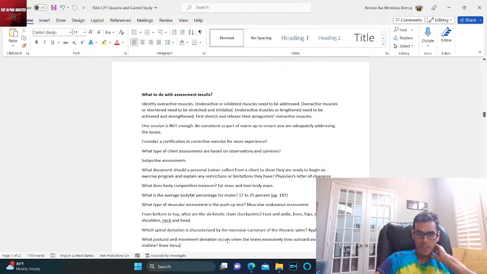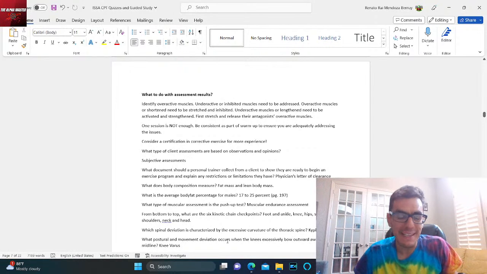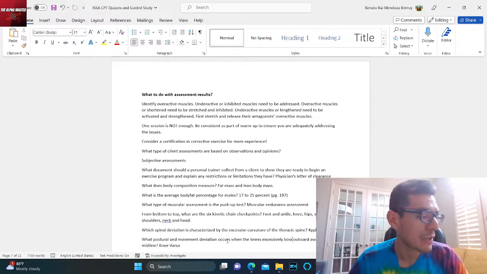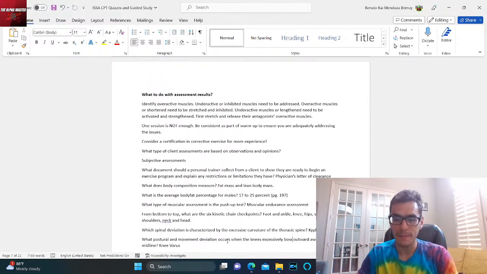Which postural and movement deviation occurs when the knee is excessively bowed outward away from the midline? Outward away from the midline is going to be knee varus. Knee valgus occurs during overhead squats when the adductor muscles are largely overactive. So varus, where the knees excessively bow outward away from the midline, is going to be knee varus.